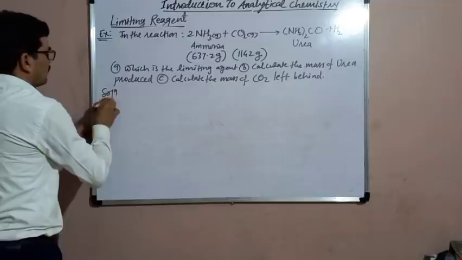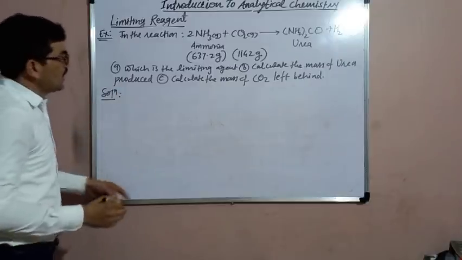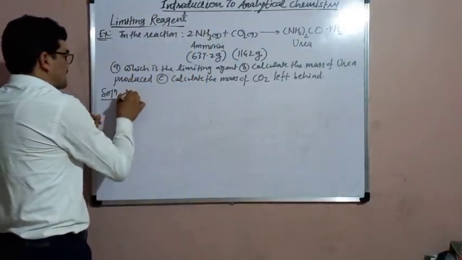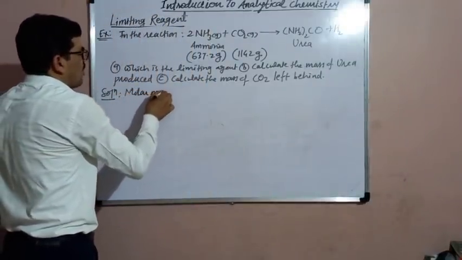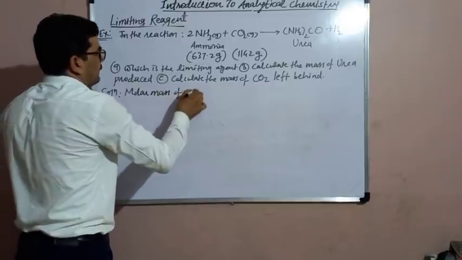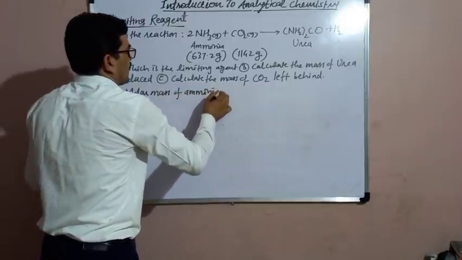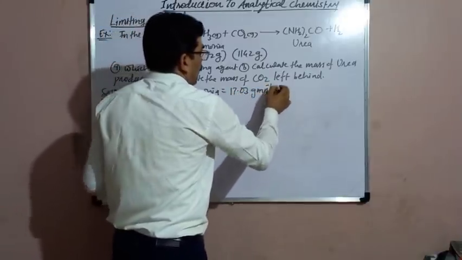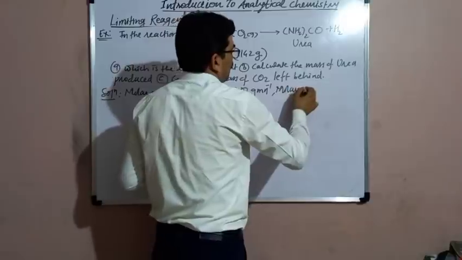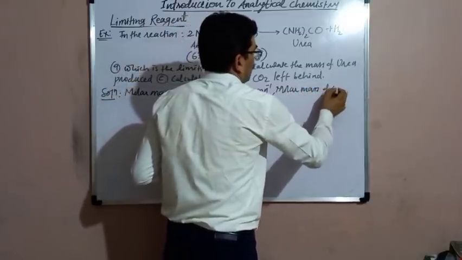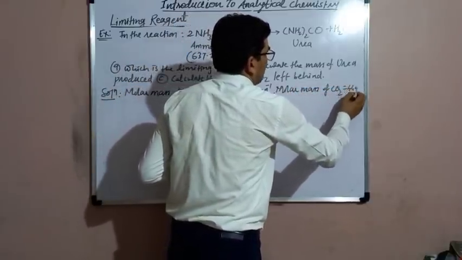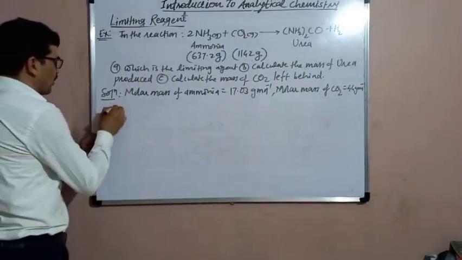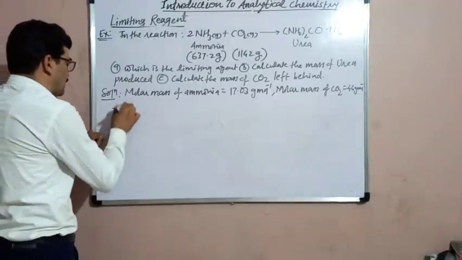Solution. Here mass of ammonia and mass of carbon dioxide is given, but the molar mass of ammonia NH3 is 17.03 gram per mole, while molar mass of CO2 is equal to 44 gram per mole. Molar masses of both the reactants are known. Therefore, first of all, calculate the number of moles.